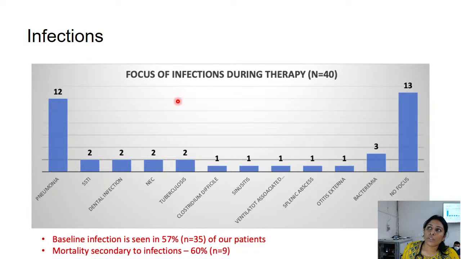As was discussed previously, this is the spectrum of infections seen in our patients and the various foci. Baseline infection was seen in 57% of our patients. Mortality secondary to infections was seen in 60%. Here I would like to highlight that in contrast to the Western data, where bleeding is the most common cause of mortality, in India, along with other studies, infection is still the major cause of mortality in these patients.